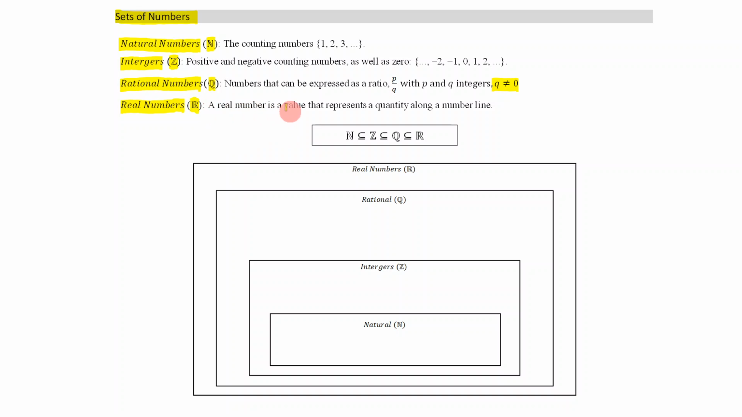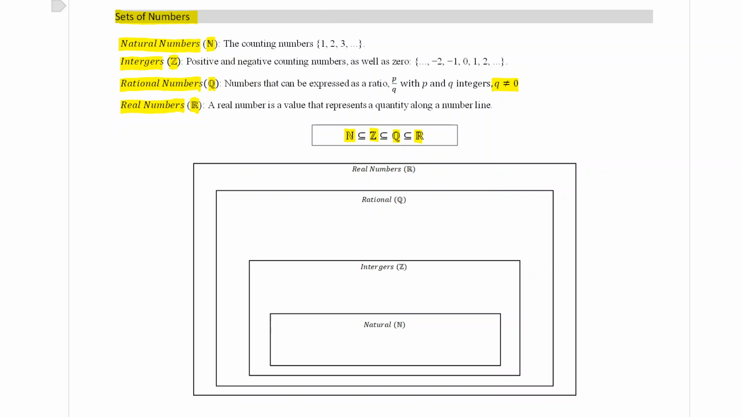So real numbers is a value that represents a quantity along a number line. Okay, so when we think about this, what you have to appreciate is that the natural numbers are a subset of your integers, which are a subset of your rational numbers, which are a subset of your real numbers. So let's put in a few examples of each of them here, and you'll see how they're each a subset of each other. And the really important thing here is just knowing the names and knowing the symbols associated with each of them.